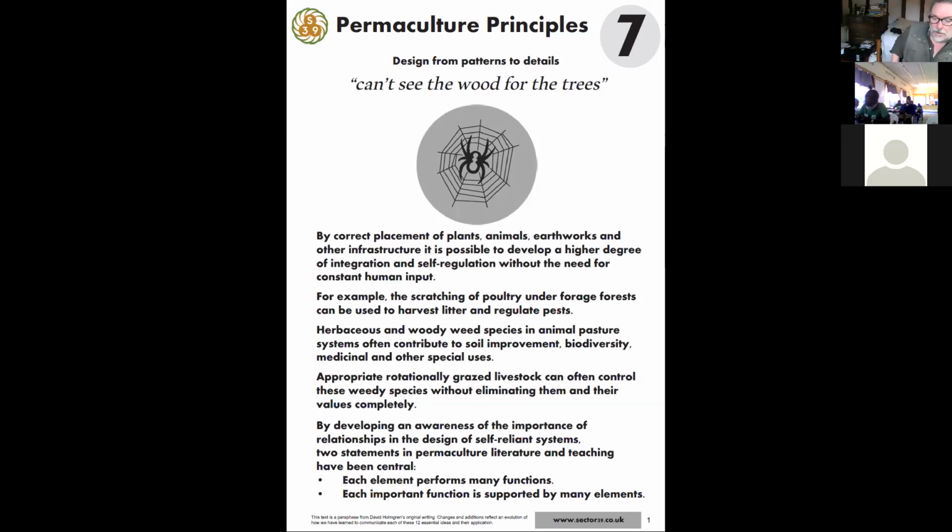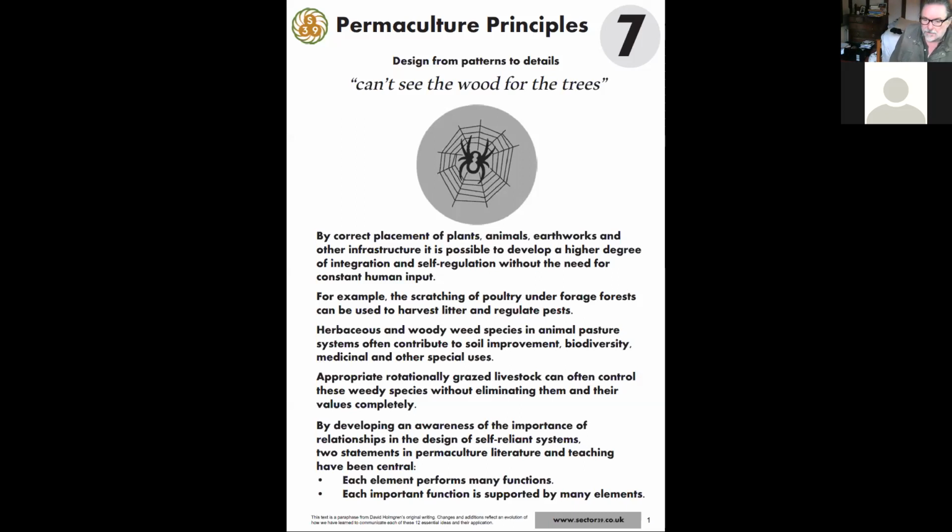Herbaceous and woody weed species in animal pasture systems often contribute to soil improvement, biodiversity, medicinal and other species. Appropriate rotationally grazed livestock can often control weedy species without eliminating them and their values completely.